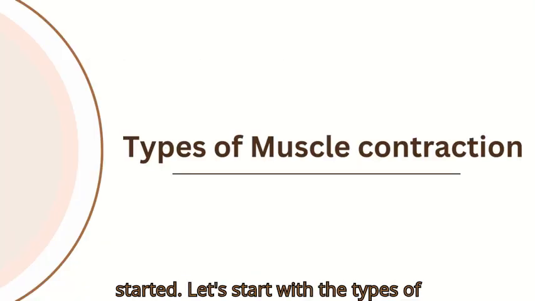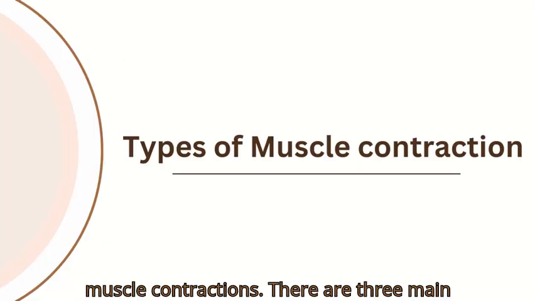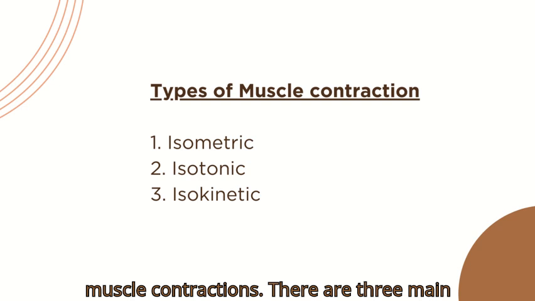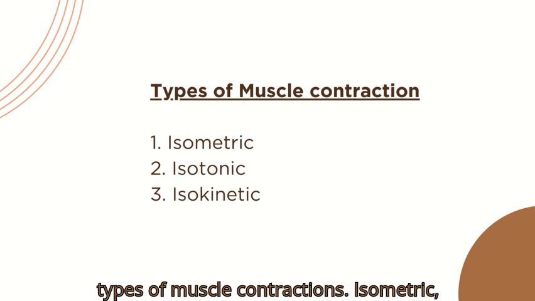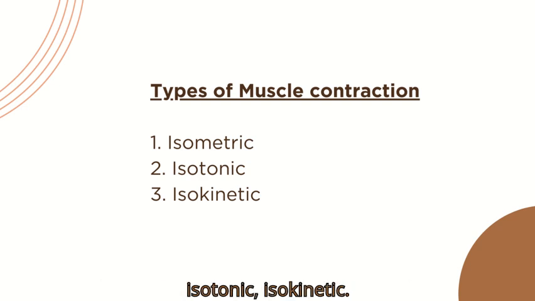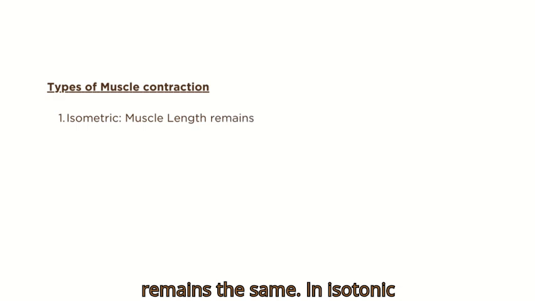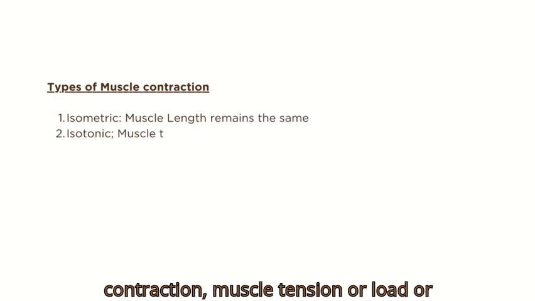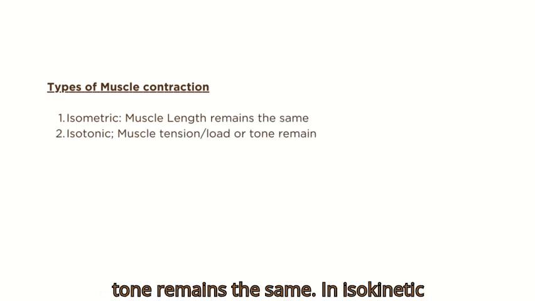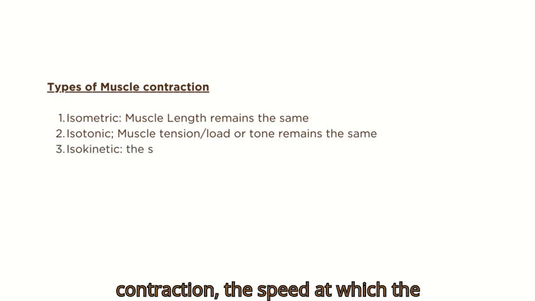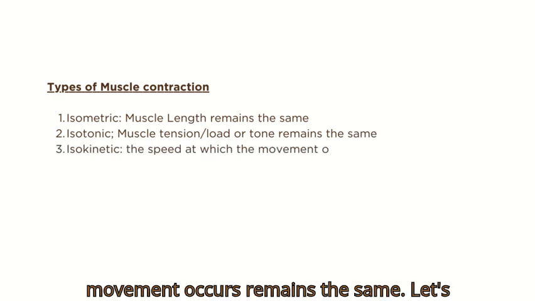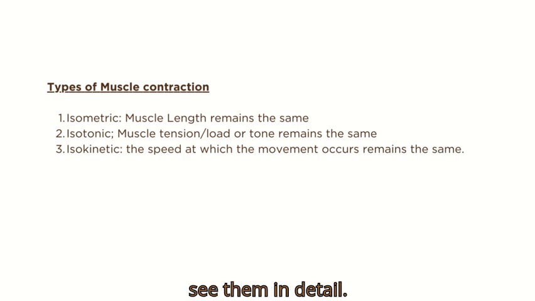Let's get started. Let's start with the types of muscle contractions. There are three main types of muscle contractions: isometric, isotonic, isokinetic. In isometric contraction, muscle length remains the same. In isotonic contraction, muscle tension or load or tone remains the same. In isokinetic contraction, the speed at which the movement occurs remains the same. Let's see them in detail.